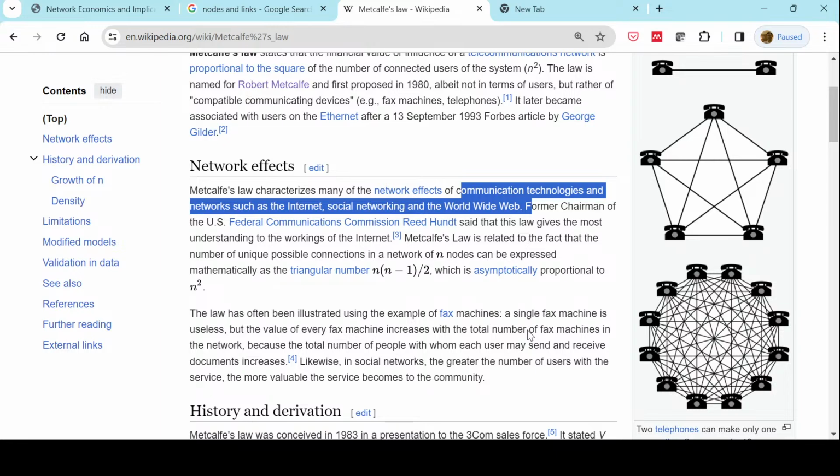Likewise, in the social networks that we have today, X, Twitter, Facebook, TikTok, WeChat, the greater the number of users with the service, the more valuable the service becomes to us as users, to the community.